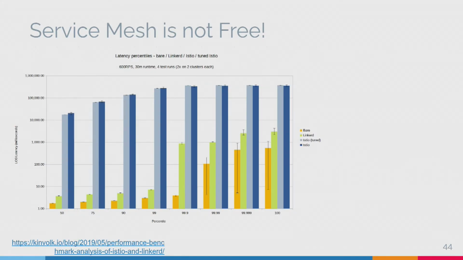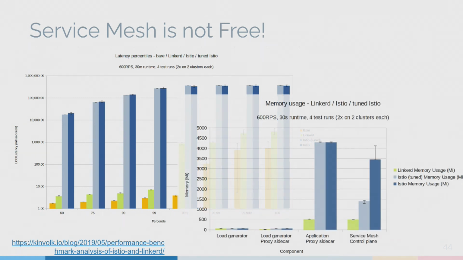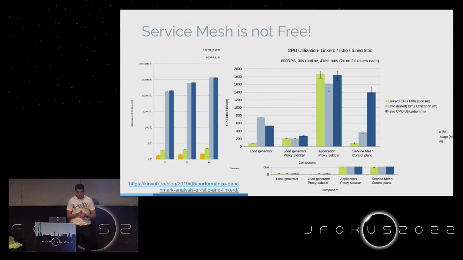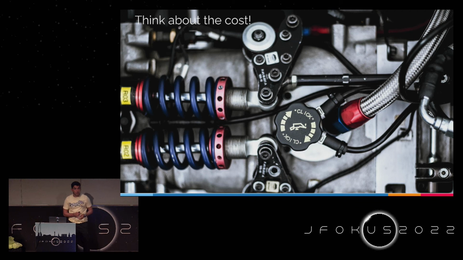Another couple of graphs from our friends at Kinvolk. They ran a benchmark for Istio and Linkerd compared to running the application on bare metal. And you can see the overhead in terms of latency, memory usage, and CPU. So adopting service mesh comes with a cost. But we believe in the community that as the technology matures, those graphs will come down gradually, but it has a cost. And also, there are other types of costs.